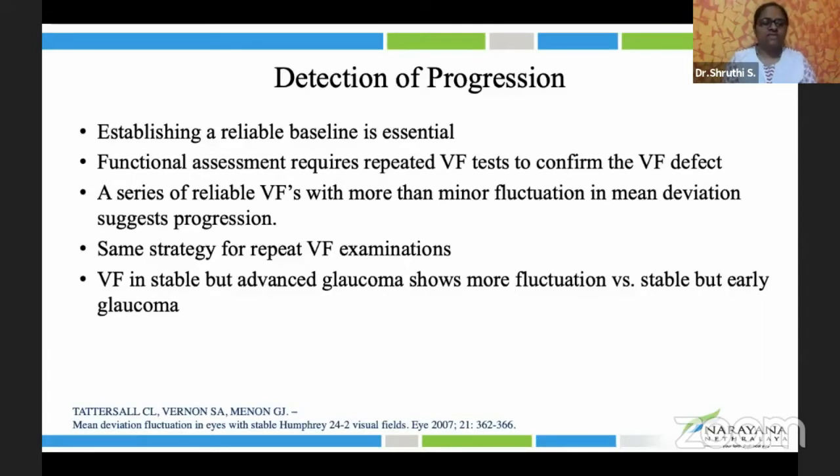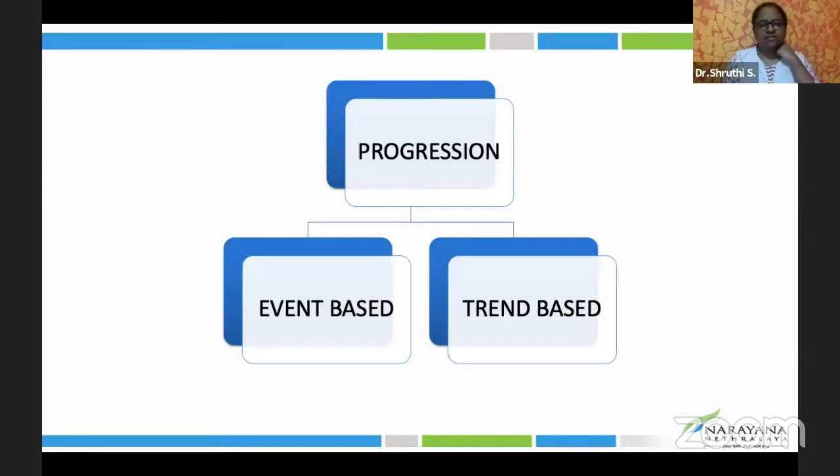The visual field is stable, but advanced glaucoma shows more fluctuation versus stable early glaucoma. It means fluctuations are more in advanced glaucoma than in early disease. So coming to the progression, we can do this computer-assisted as well. We have 2 types of analysis. One is event-based analysis, one is trend-based analysis.